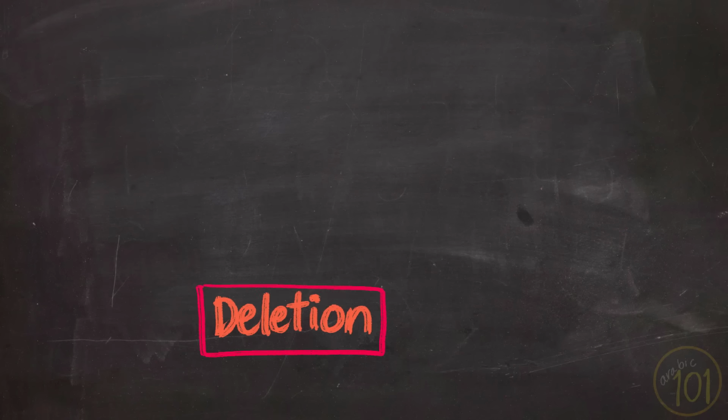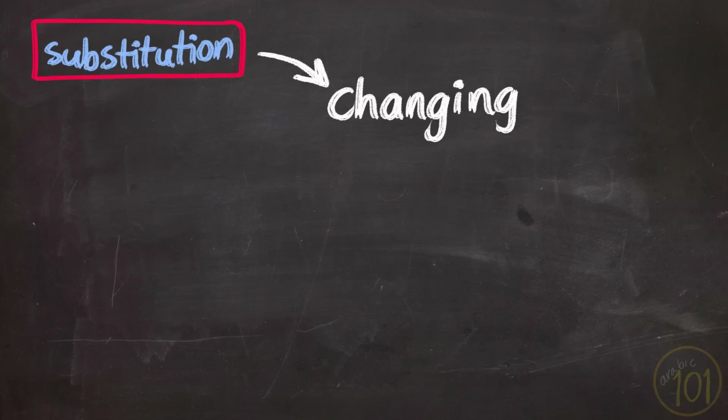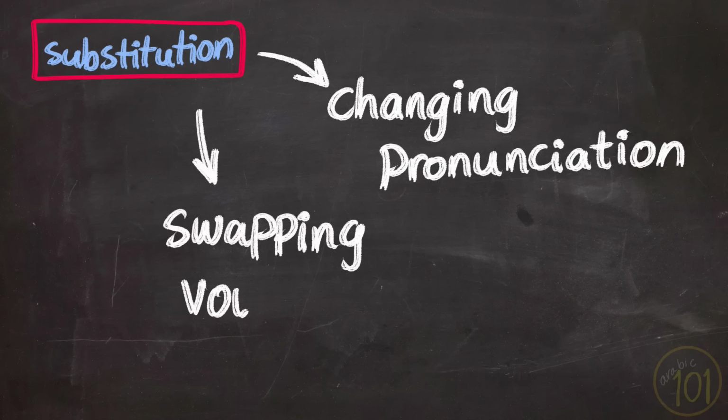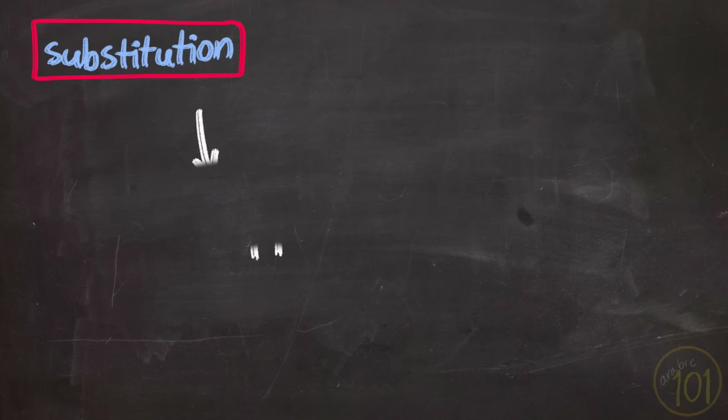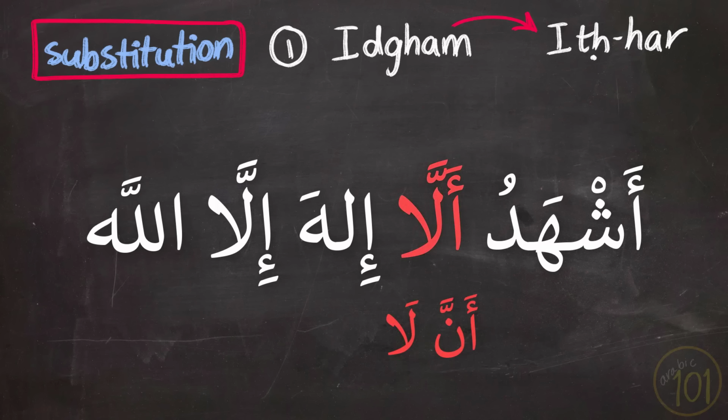The third type of mistakes is substitution, and it is basically mispronouncing letters for another or changing the harakat for a different one. The first substitution is idgham in the first shahada with idhar and saying Ashhadu anna la ilaha illallah.